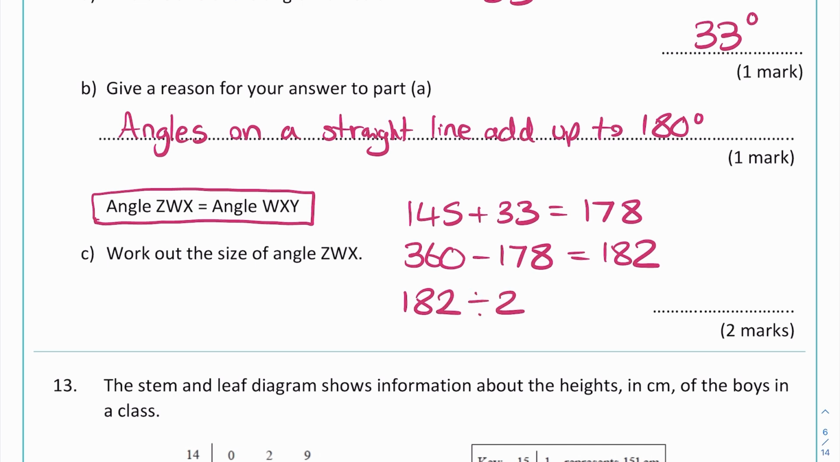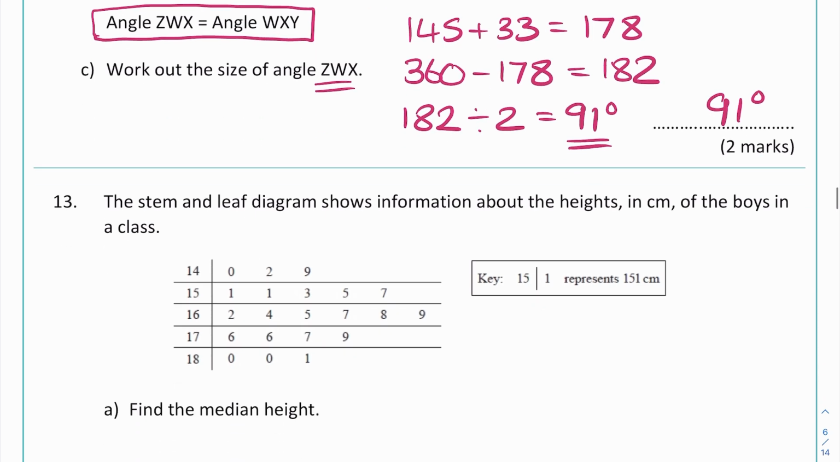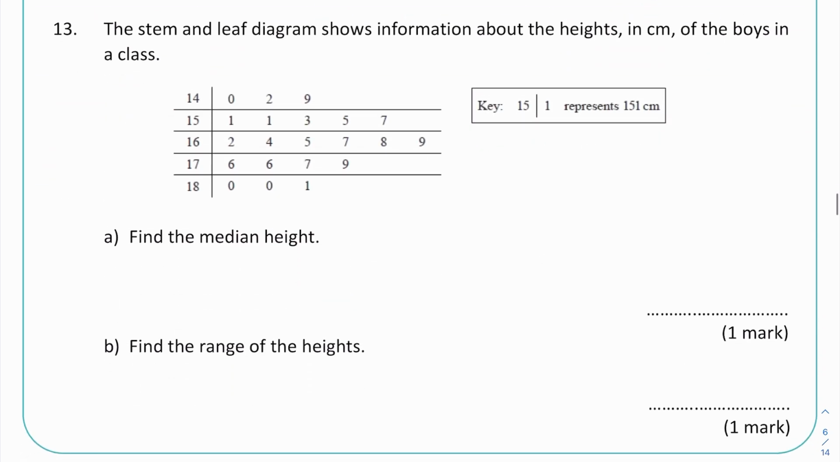Again, I'm doing this all on the calculator. That comes out as 91 degrees. So there we go, 91 degrees is the size of the angle. It doesn't matter which one we pick there because they're both the same, even though it's asking for ZWX. And there we go. Question 13 is looking at a stem and leaf diagram.